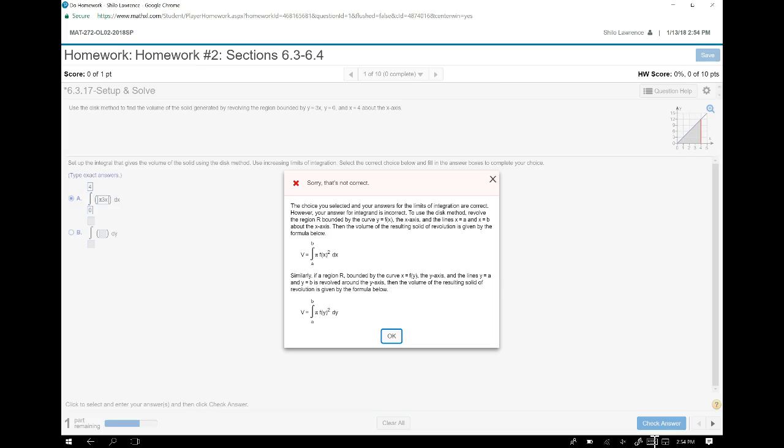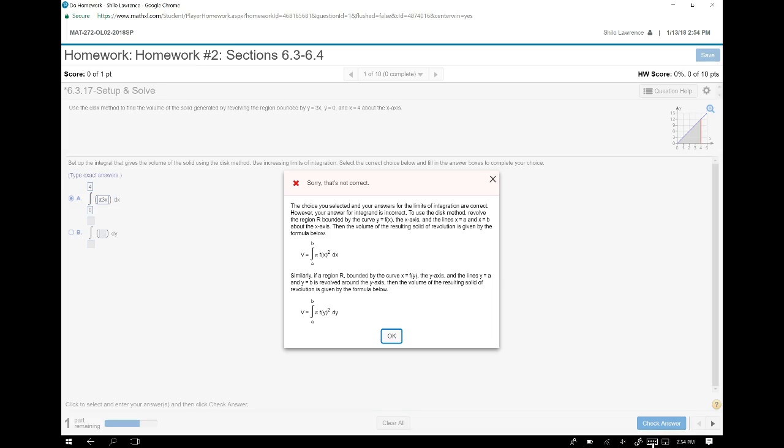To use the disk method, revolve the region R bounded by the curve y equals f of x, the x-axis, the lines x equals a and x equals b about the x-axis. So that's just a generic description. That's not specific to this problem. Then the volume of the resulting solid of revolution is given by the formula below. So there's the formula. It's pi times f of x squared. So I forgot to square my function because I don't have a square in my integrand. So I'm guessing that's what I did wrong. I should have squared my 3x function. And then it says similarly, this is what you should do if you were revolving around the y-axis.